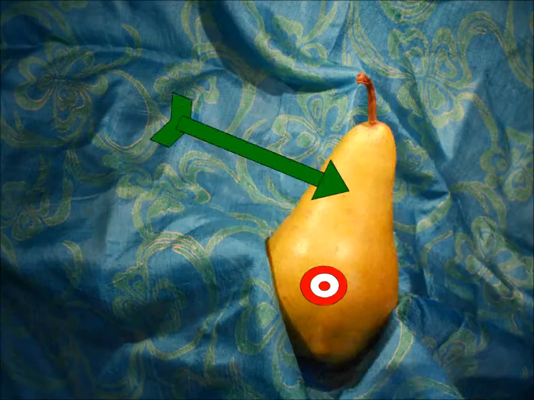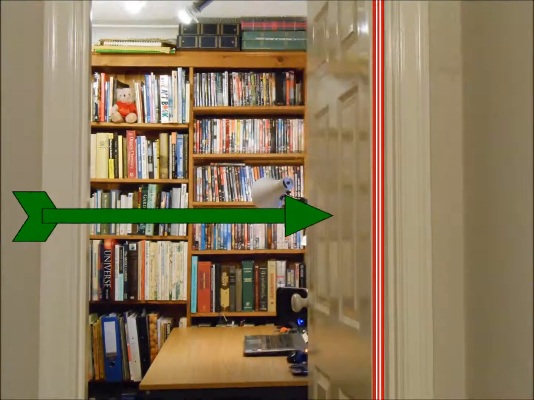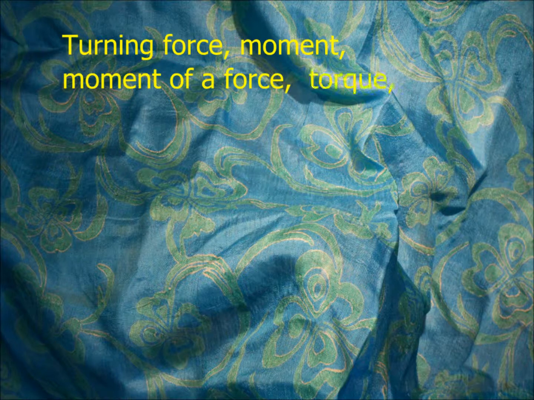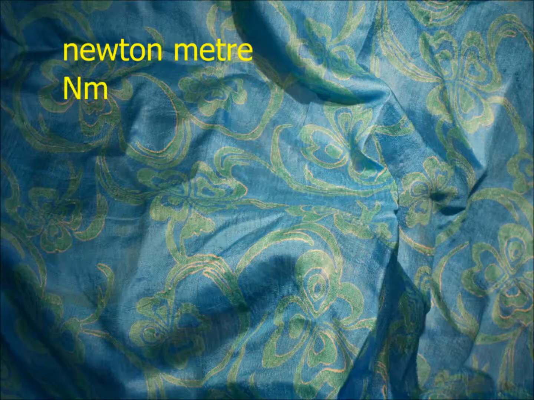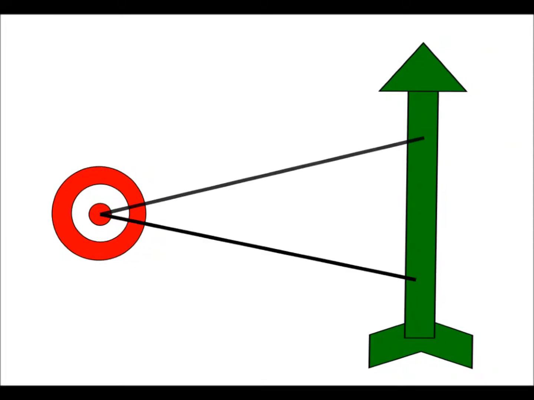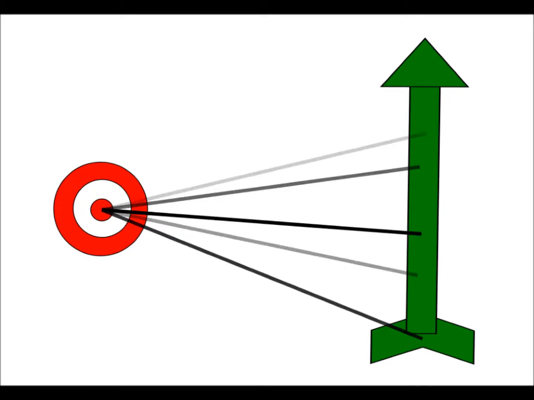An object turns if a force acting on it does not act through its centre of mass, or if it's constrained by a hinge. Turning force is an old physics idea, so it has many names and units, but the SI unit that you use in A-level physics is the Newton metre. A turning force is calculated using force times distance to the pivot. But which distance? There's an infinite number of distances to pick.